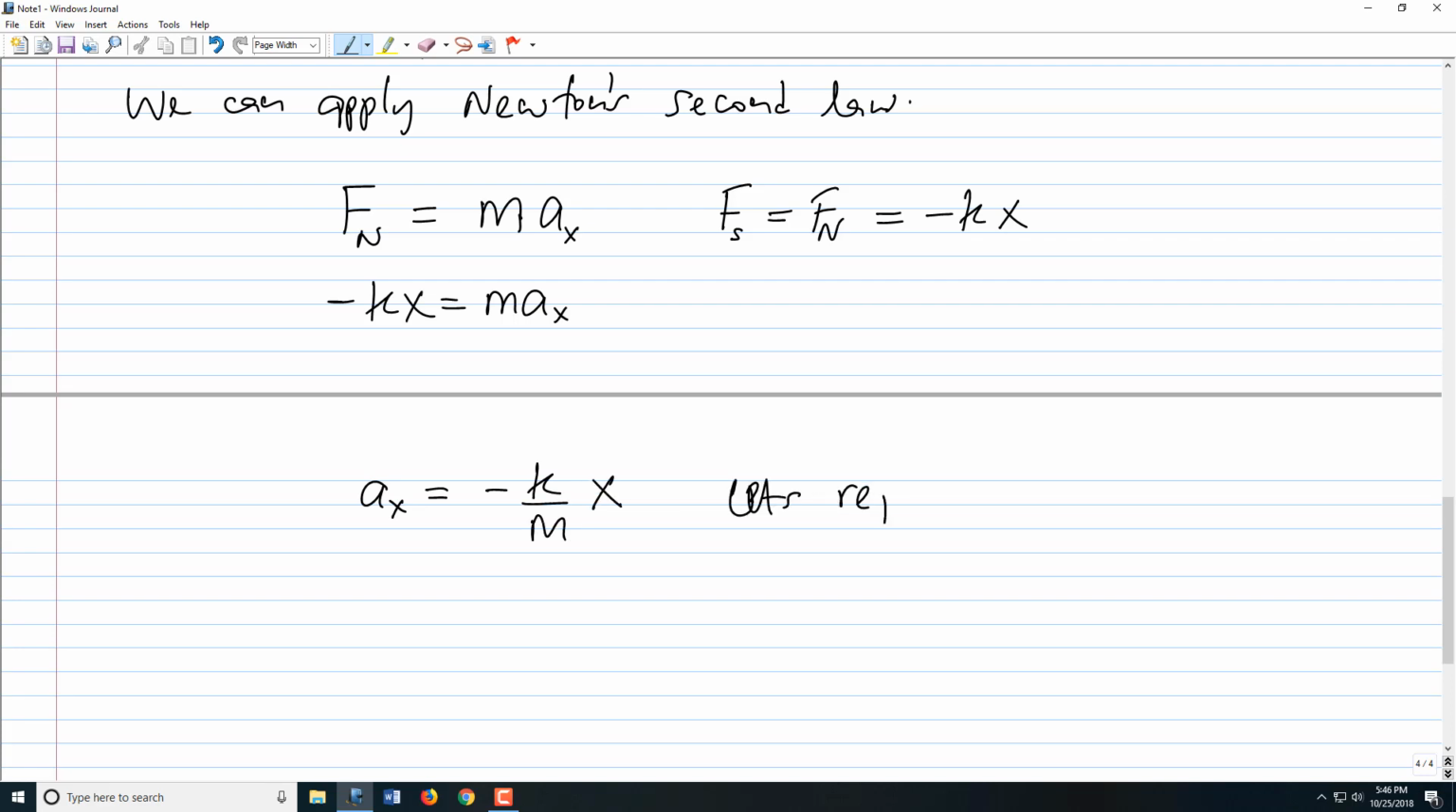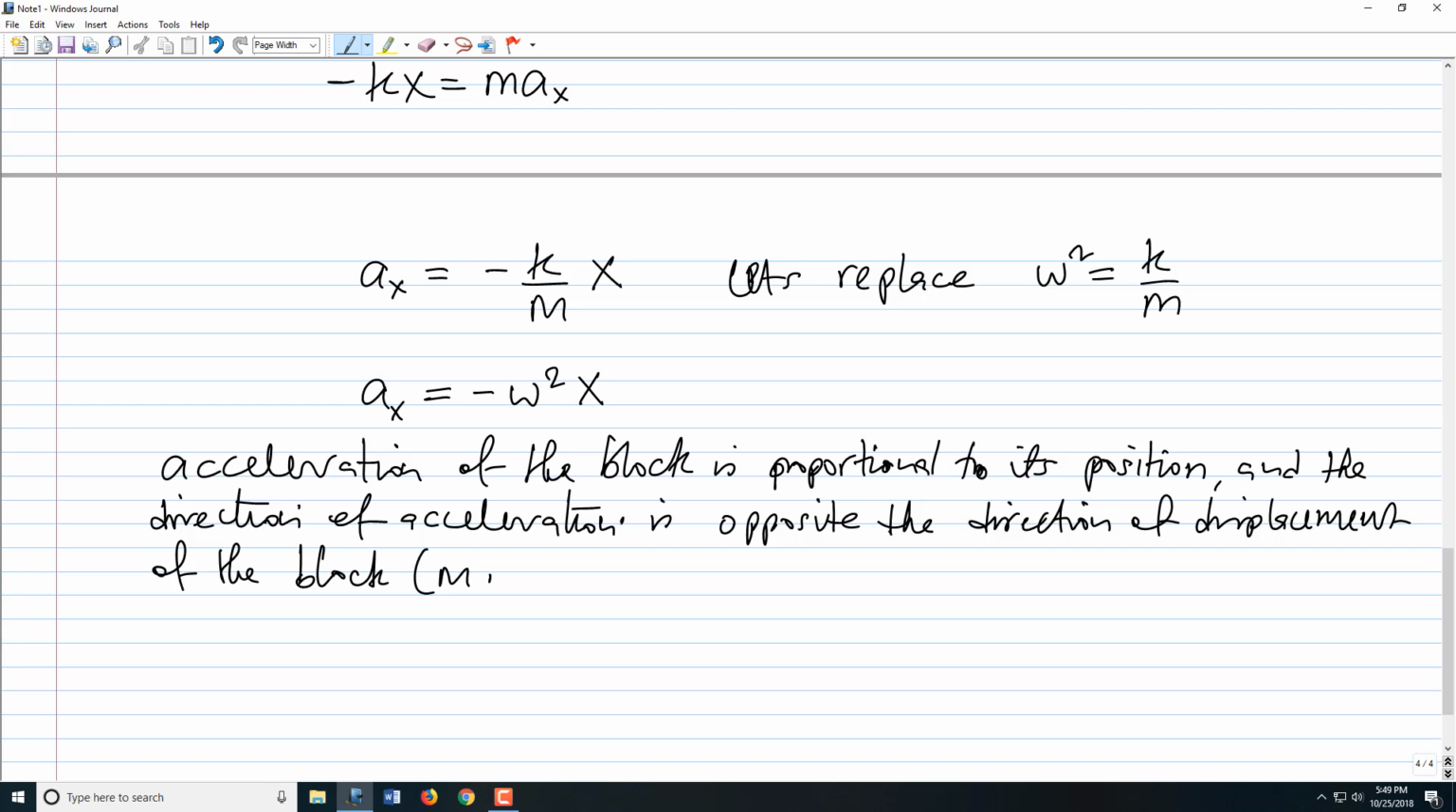Let's replace k over m by omega squared, where omega is our angular frequency. So this tells us that the acceleration of the block is proportional to its position, and the direction of the acceleration is opposite to the direction of the displacement of the block from equilibrium. A system that behaves this way will exhibit what is called simple harmonic motion. So let's write that down. I'm calling the block also the mass. It's the same thing. Now suppose that the block is displaced to a position x equals A.